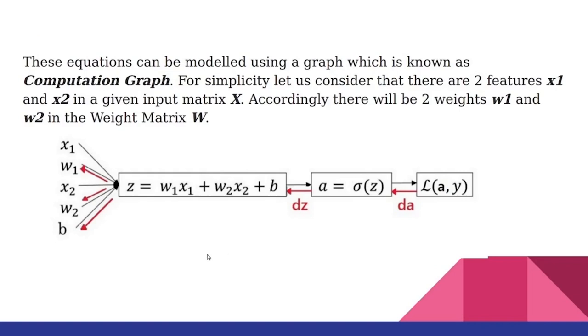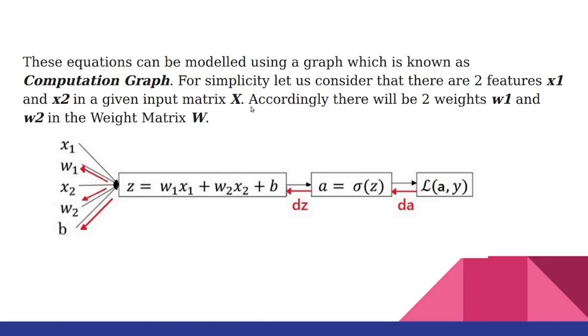Now, these equations can be modeled using a graph. I'm sure you've seen something like this in the earlier videos of this series. Not the computation graph, but just how these neurons attach and how they propagate. We can model these equations using a computation graph. For simplicity, let us consider that there are two features, x1 and x2.